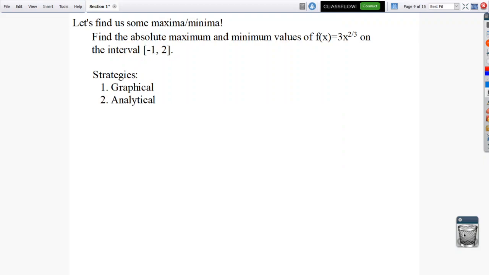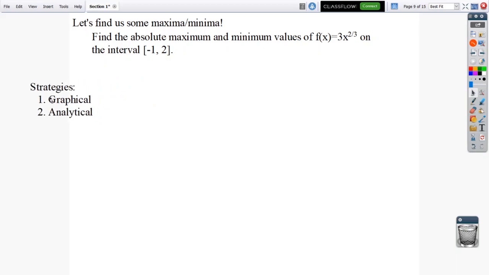Find the absolute maximum and minimum values of f of x equals 3x to the 2/3 power on the interval between -1 and 2. So again, we have to start by finding our critical points. And again, I'm going to point out over here that we've got two strategies. We've got graphical and analytical. The graphical one's going to be really easy, so we're going to save that for after we do it the cool way. And the cool way is going to be using calculus.